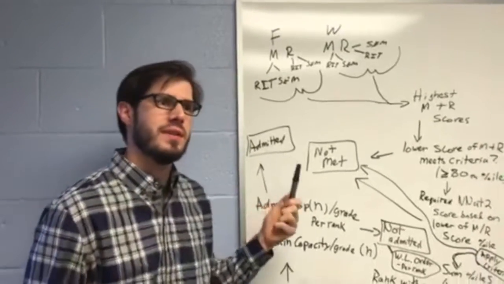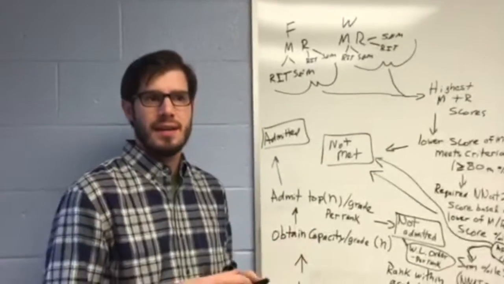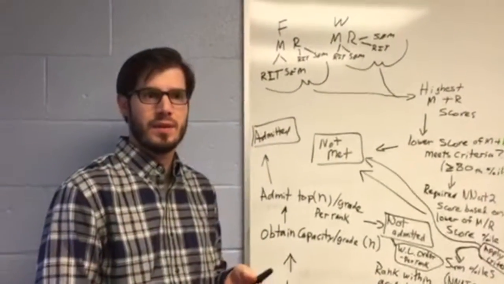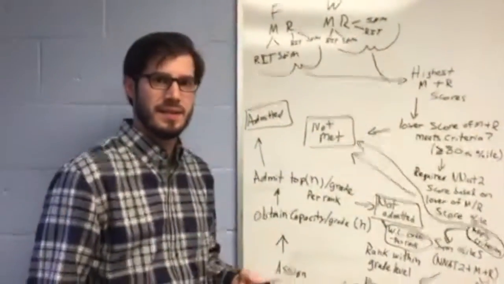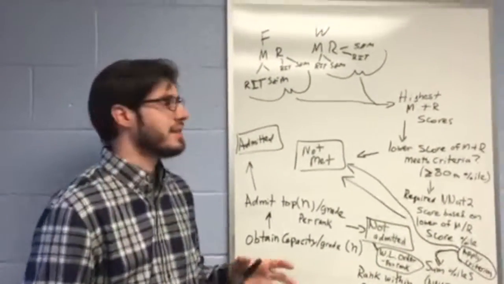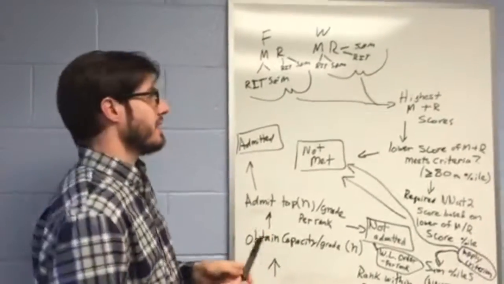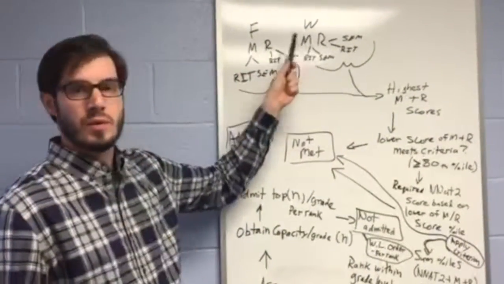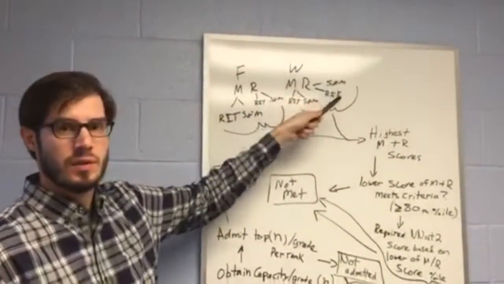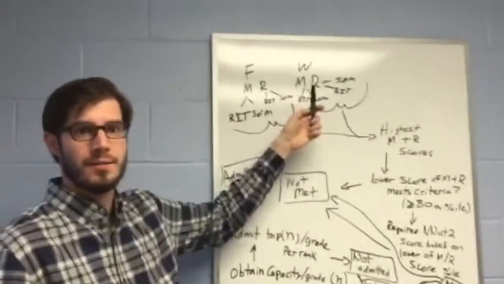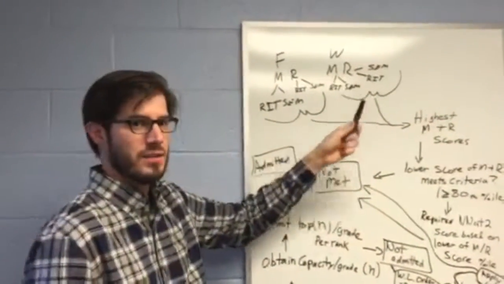So in order to determine which students are admitted, waitlisted, or not admitted into the TAG program, we have to apply several criteria. The first step in the process is to obtain fall and winter scores from students. They'll take a fall score, and they might also take a winter score if they are either nominated or if they qualify based on their grade level and situation.